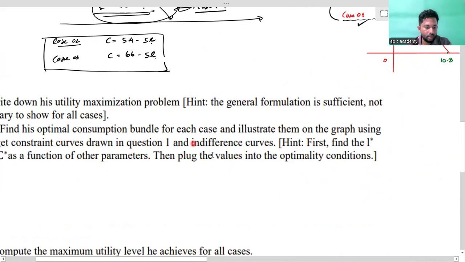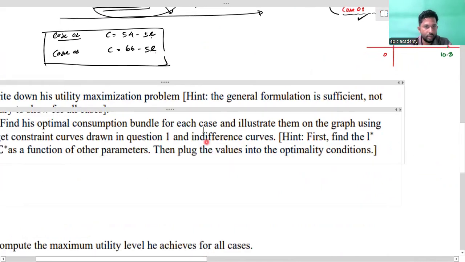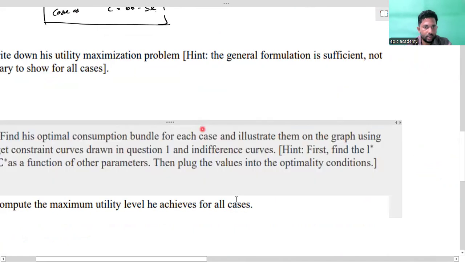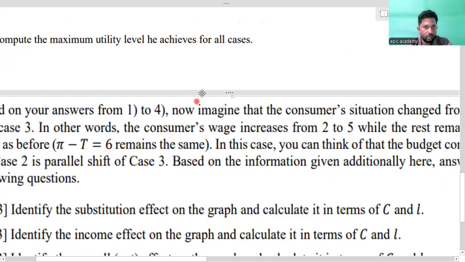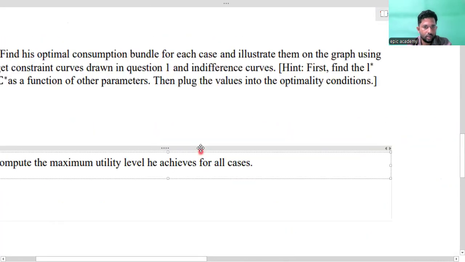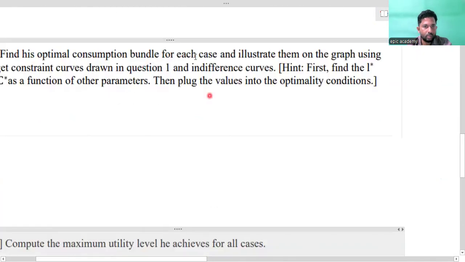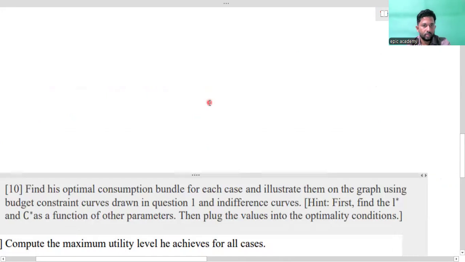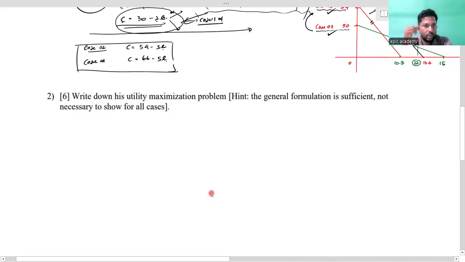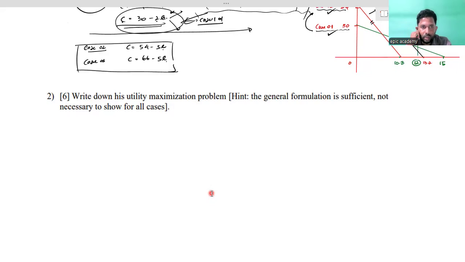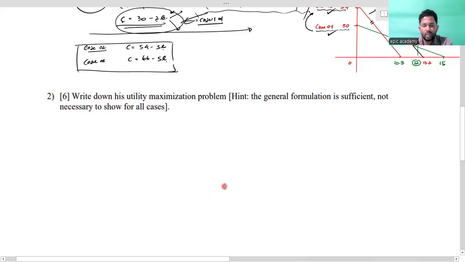Then let's move to the next one, the utility maximizing problem. Write down his utility maximizing problem. Hint: the general information is sufficient, it is not necessary to show all cases. No need to worry about the 3 cases. We need to consider the general situation.